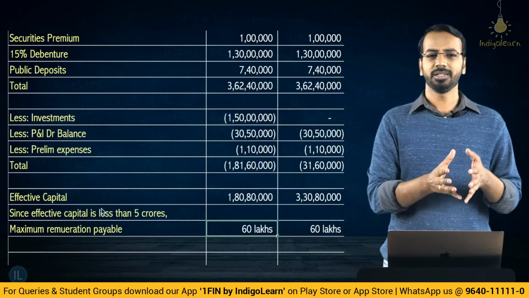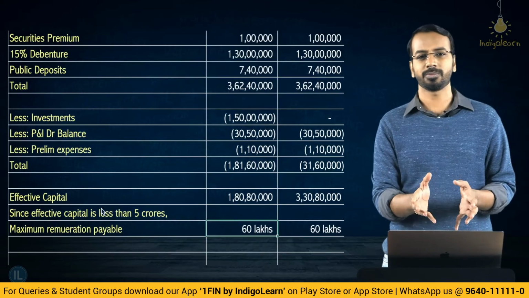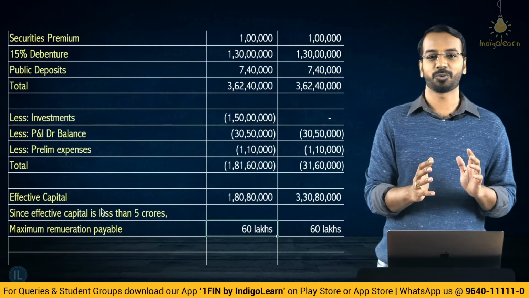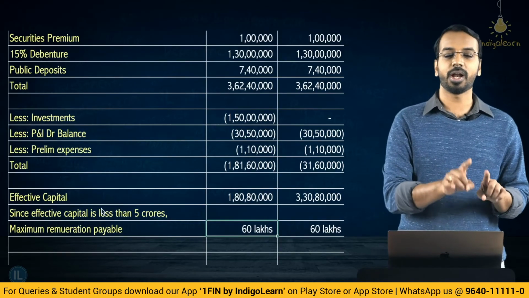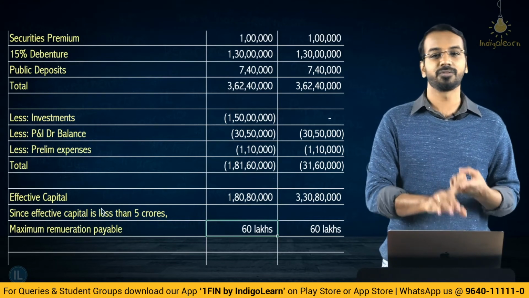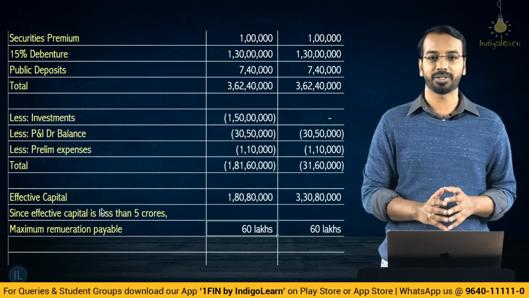A very simple question, generally asked for about 6 marks to 8 marks, and if you know what to include and what to exclude, you will get marks out of it, right? So the only thing here that you need to take care is share application money should not be considered and revaluation reserves should be excluded while calculating effective capital.